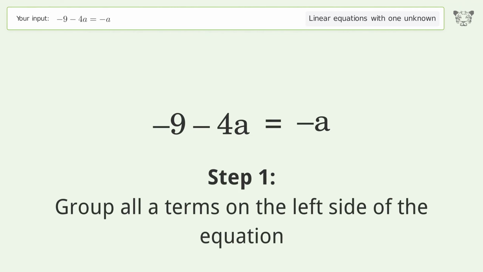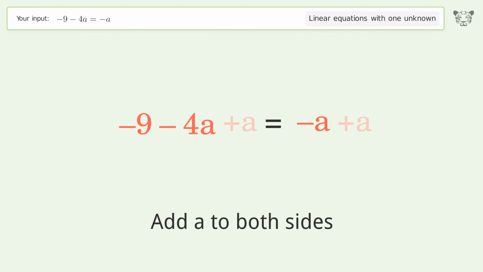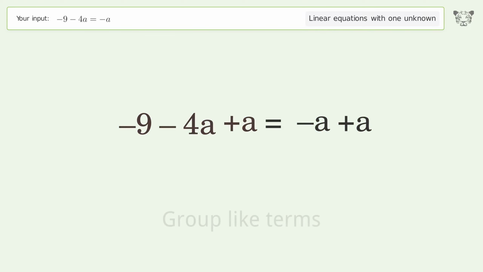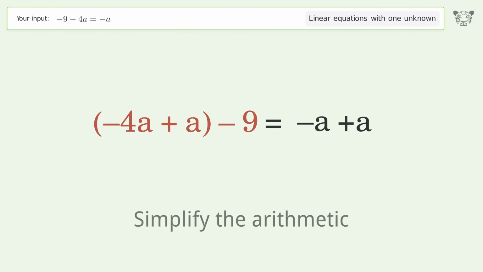Group all a terms on the left side of the equation. Add a to both sides. Group like terms. Simplify the arithmetic.